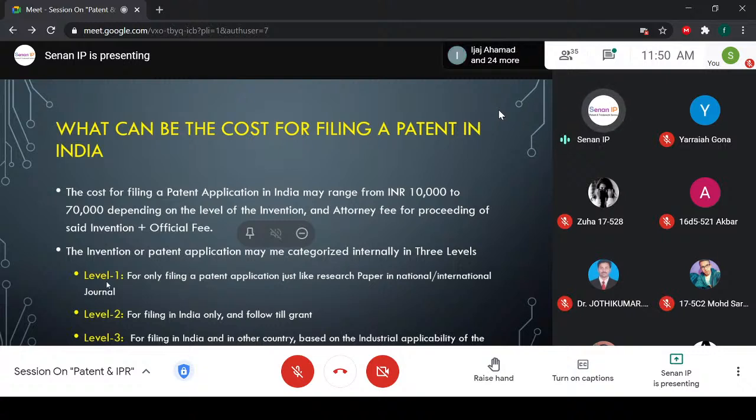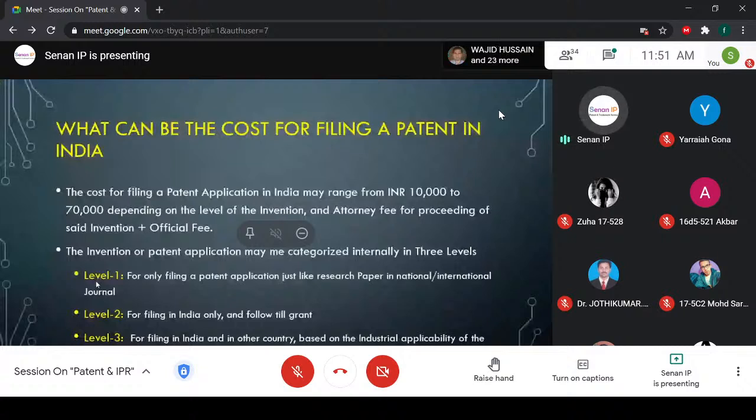If we categorize the inventions, and accordingly decide how much we should spend on a particular patent application or invention, then we can protect our inventions in an efficient manner. First of all, we will conduct a novelty search to understand the weightage of the invention, whether we should file a patent application in India only, or worldwide, or in India as well as in other countries. According to the strength of the invention, we can file a patent application.